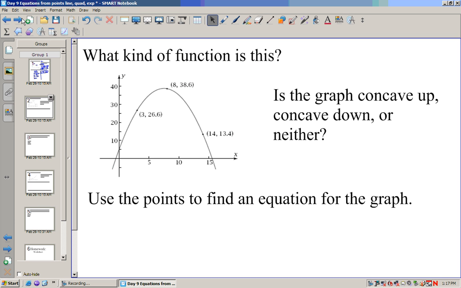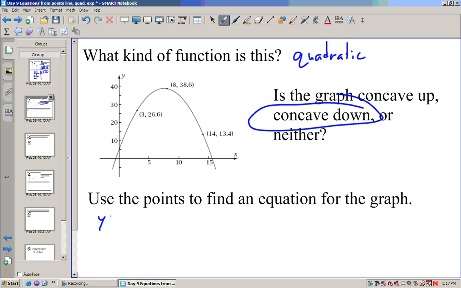Now this gets a little bit more complicated. Hopefully everybody knows that this is a quadratic equation, and the graph itself is called a parabola. Is this concave up or concave down? Well, this is curving down, so we call this concave down. Now we want to use these points to find our equation.